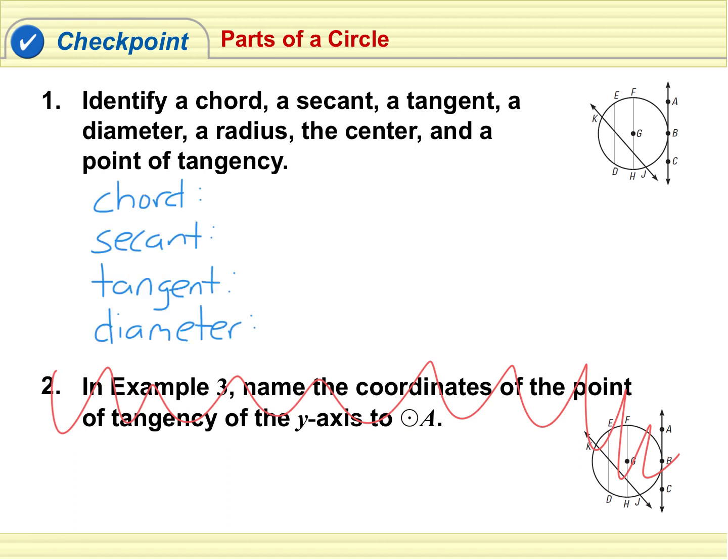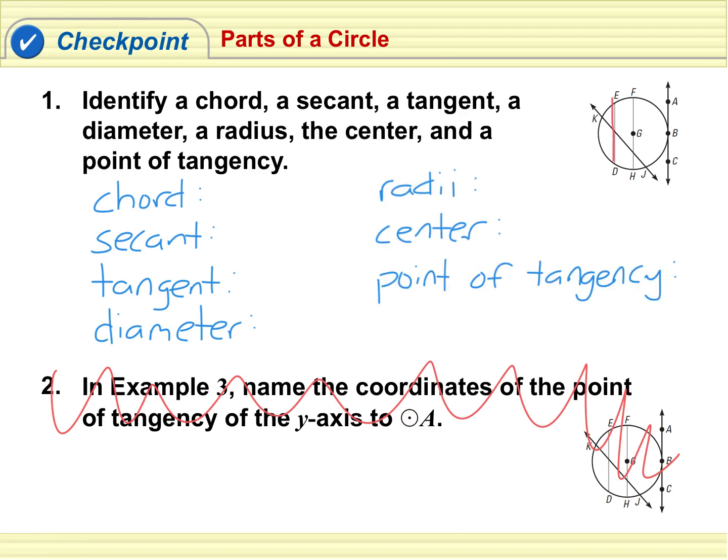So, what's the definition of a chord? It's not this diameter, but it's a line. It's pulled tight. Its endpoints are on the circle. What else did you say about it? It doesn't go through the center. So, which line is it in our picture? ED.